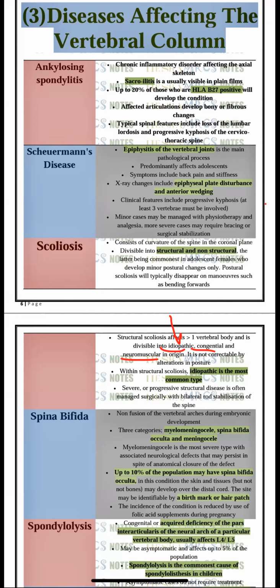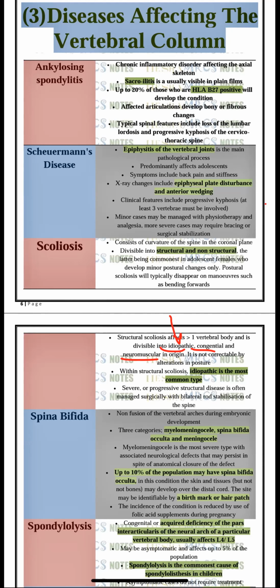What about non-structural scoliosis? Non-structural scoliosis is common to occur in young age female. It typically disappears when they are doing a maneuver, like bending forward. So scoliosis will be lost.